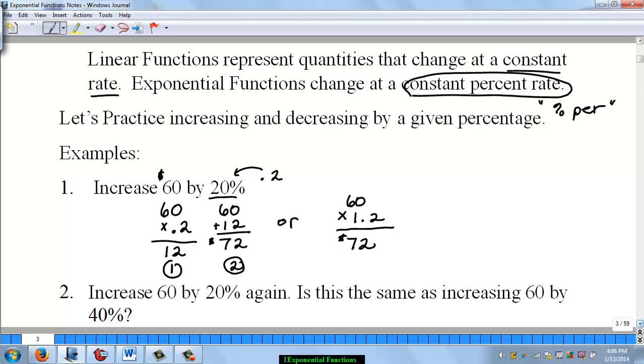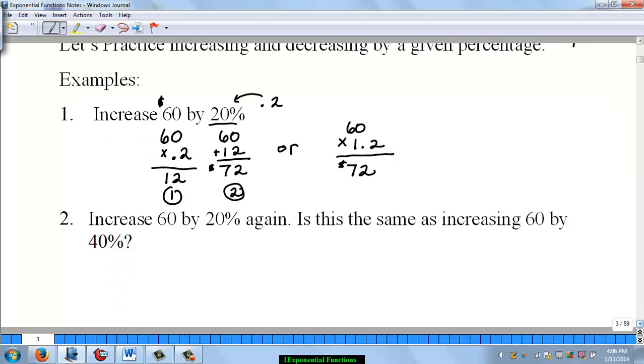Now, I want to know, if I take and increase the 60 by 20% again, is this the same as increasing 60 by 40%? Because you're like, okay, if I did 20% here and then I do it again, that's 40%. Is it the same? Well, let's look. If I increase this 60 by 20% again, it's not 60 anymore, it's 72, isn't it? So I actually bring this down and say, okay, I'm taking that 72 because I increased it by 20% already. Multiply that by our shortcut way, 1.2, where the 1 stands for the 72 and the 0.2 stands for 20%. I'd end up with $86.40 if I multiplied that out.